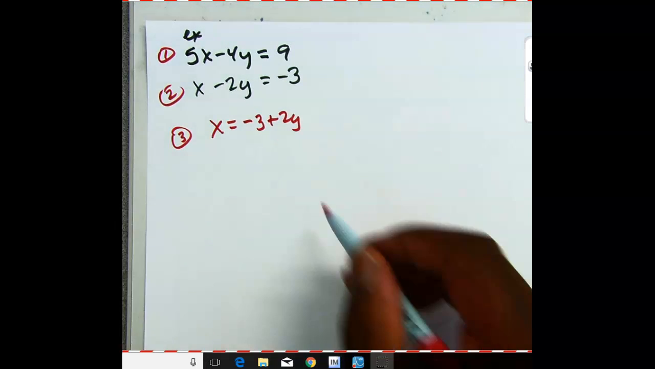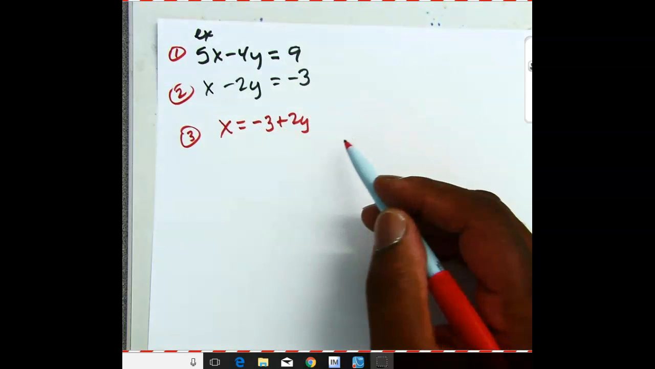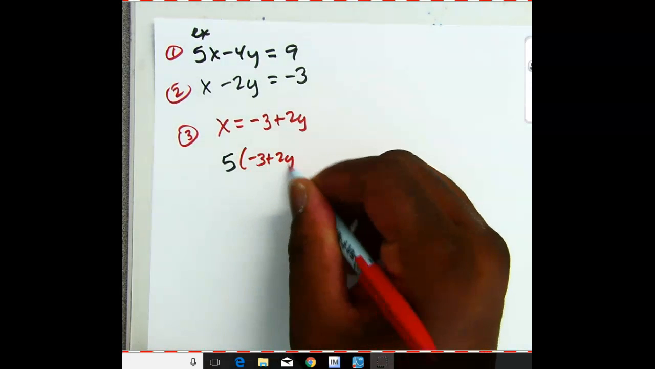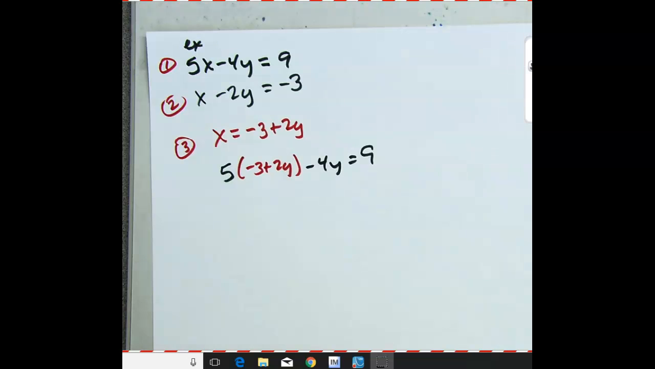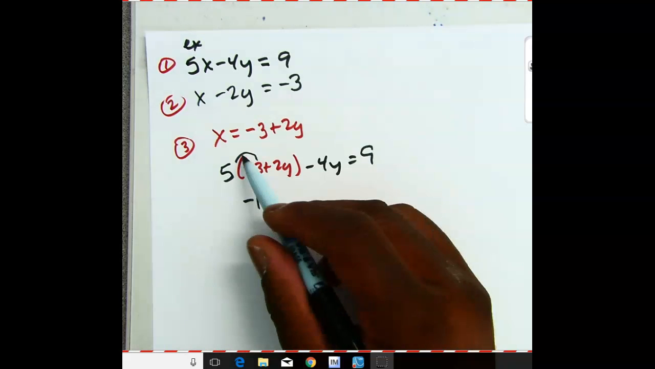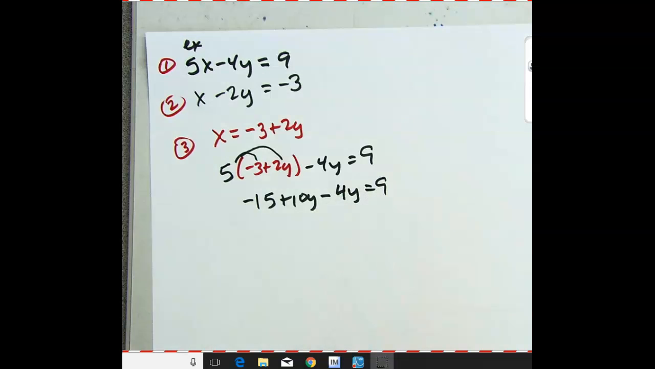Now we're going to substitute this new equation into the equation we didn't bother with, which is equation 1. So equation 1 now becomes 5 times x, but remember x is equal to negative 3 plus 2y, and that's minus 4y, and that's equal to 9. So we've gone from 2 equations, 2 unknowns, to 1 equation and 1 unknown. 5 times negative 3, negative 15, plus 10y, minus 4y, that's equal to 9.